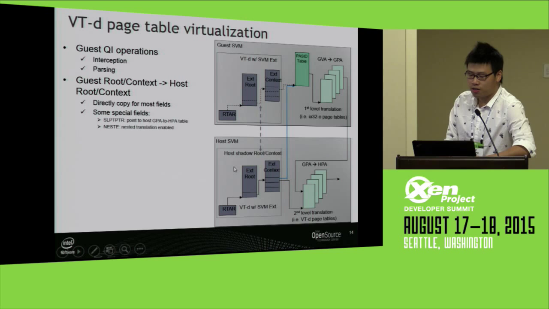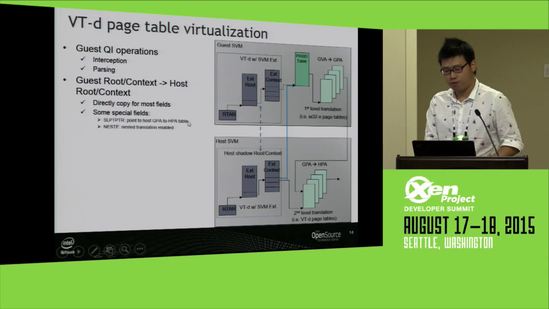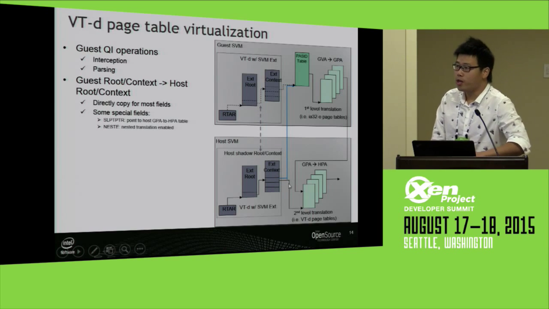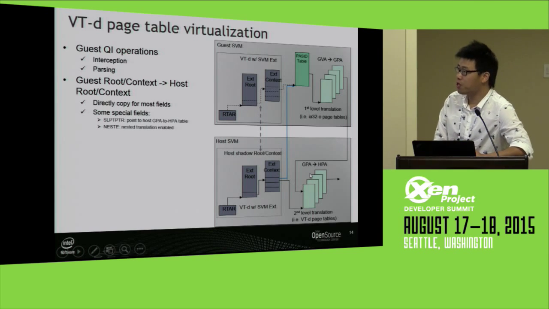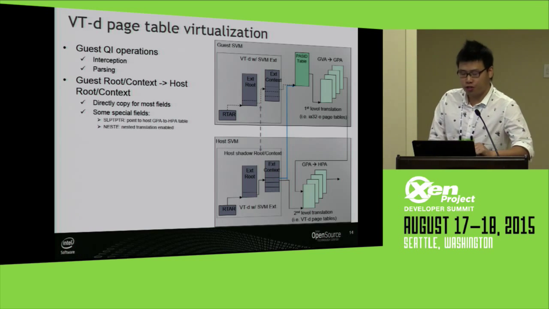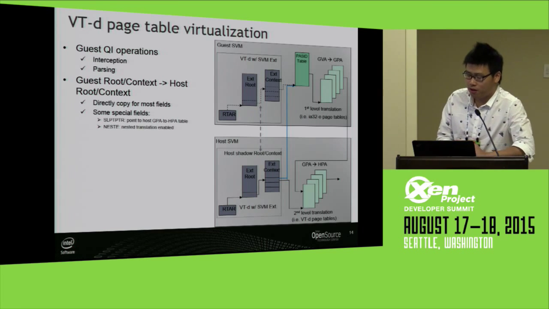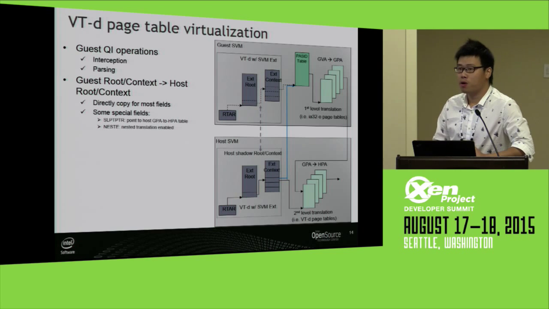But there are some special fields. The first one is the second level page table pointer, which we need to point to the host side GPA to HPA page table. In fact, it's the second level translation table. We need to point it to here. And another one is the nesting enabling bit. This bit is in the extended context entry. We need to set this bit so we can do the address translation in the nested way for the DMA request with PASID. Here you can see from the right figure.